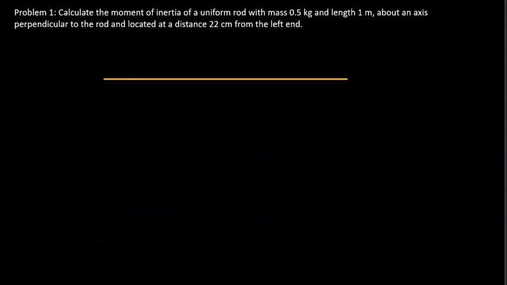Let's look at a problem. Calculate the moment of inertia of a uniform rod with mass 0.5 kg and a length of 1 meter about an axis perpendicular to the rod and located at a distance 22 centimeters from the left end. Since this is a uniform rod, the center of mass is right there at the 0.5 meter mark. So this is the axis through the center of mass. The left-hand side is 0.5 meter and the right-hand side is 0.5 meter. So those are the two distances from the two edges.